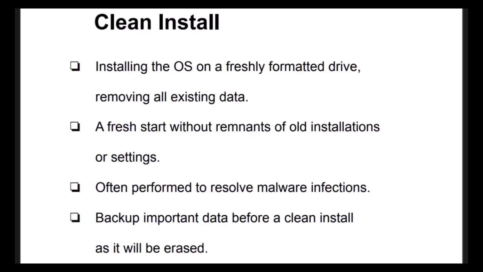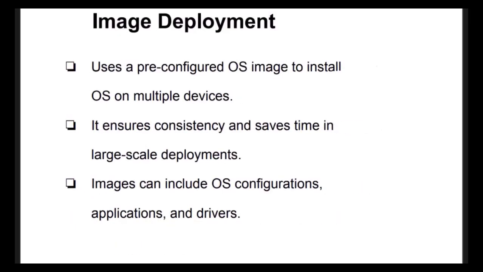Next, we have an image deployment. An image deployment is when we are trying to install an operating system on multiple devices at the same time. We use what's called an operating system image, an OS image. This is going to be a large collection of files that will store all of the configurations to load, run, and boot the operating system.